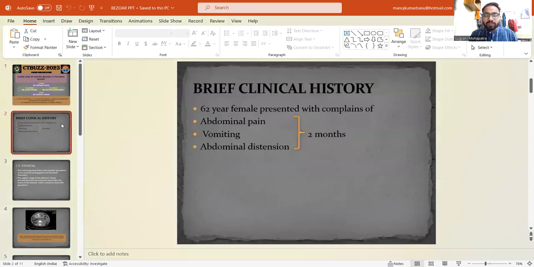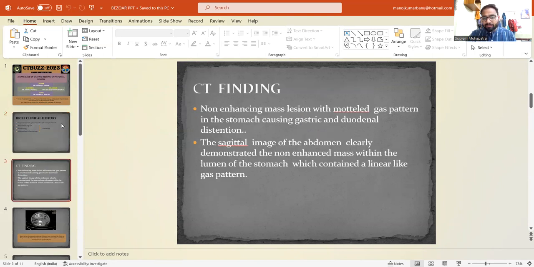A 62-year-old female presented with abdominal pain, vomiting and abdominal distension for 2 months. The CT finding was a non-enhancing mass lesion with a mottled gas pattern in the stomach, causing gastric and duodenal distension. The sagittal image of the abdomen clearly demonstrated the non-enhancing mass within the lumen of the stomach, which contained a linear gas-like pattern.